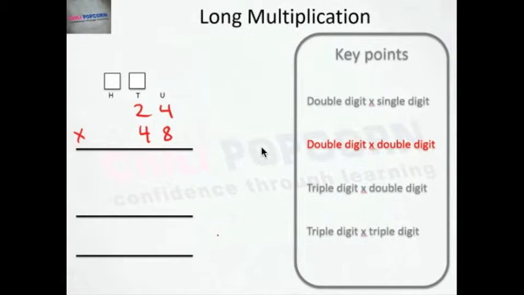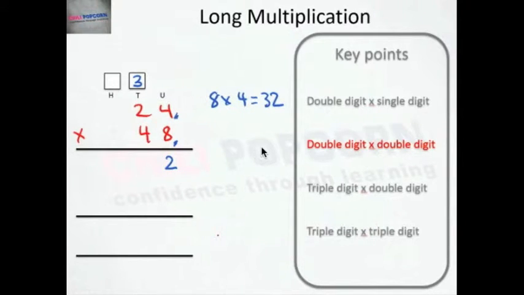So this time what we do is similar to what we did before with the first step. Again, I'm going to use different color pens to show you what we're doing. We're going to multiply 8, the units, by the units. So we're going to do 8 times 4, which we did before. 8 times 4 is 32. So we put the unit 2 over here, and we carry over the 10.